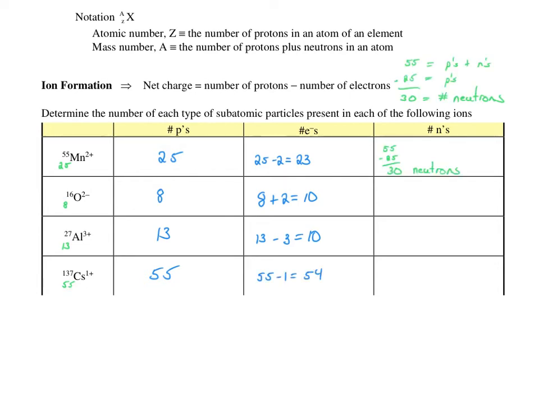Let's determine the number of neutrons. If we look at our symbol, we see 55 is the number of protons plus neutrons, 25 is the number of protons, so if we simply subtract, we're going to get the number of neutrons. So we have 30 neutrons for this manganese ion. The number of neutrons in the rest of these ions is then quickly determined.